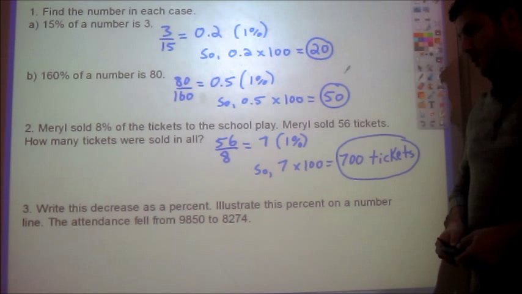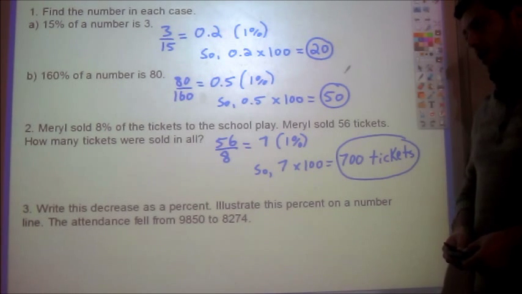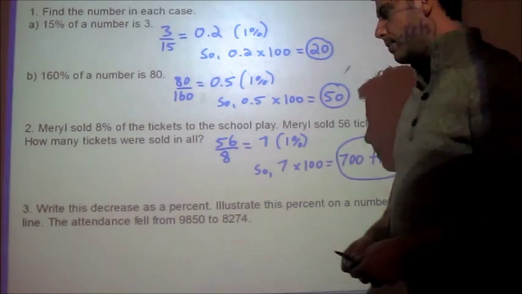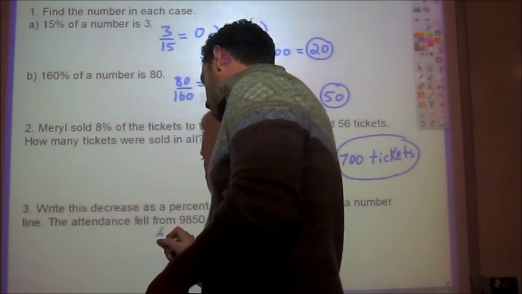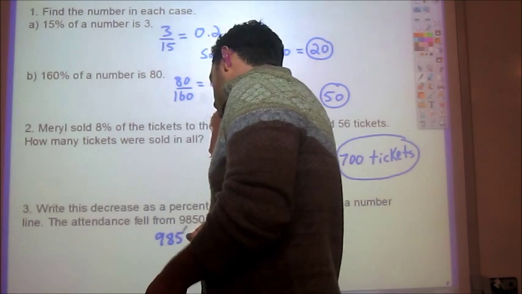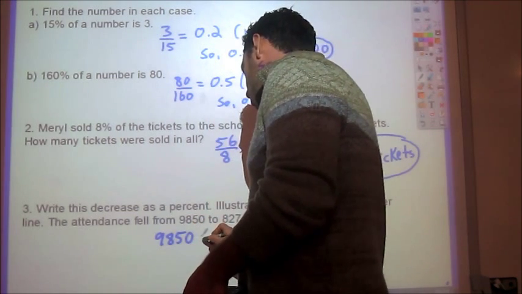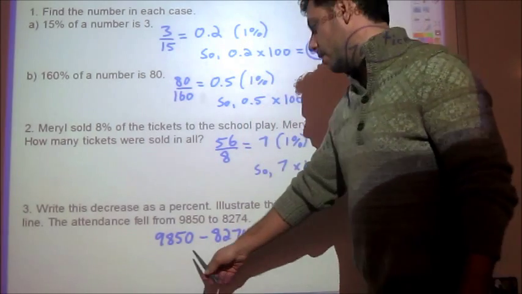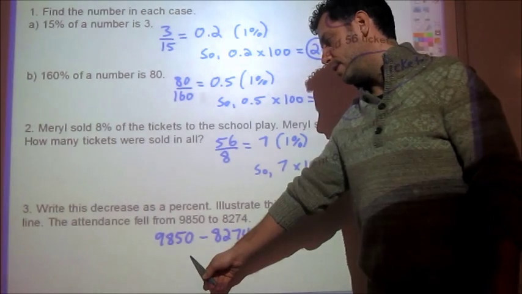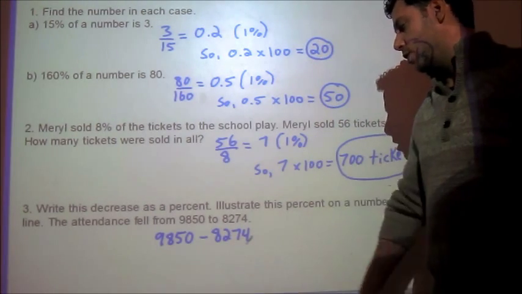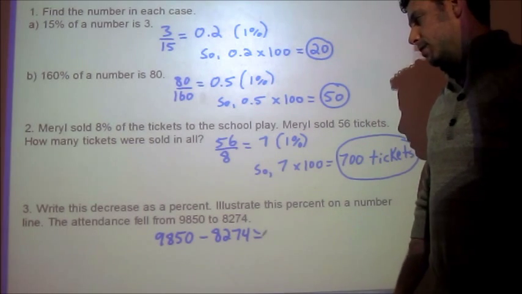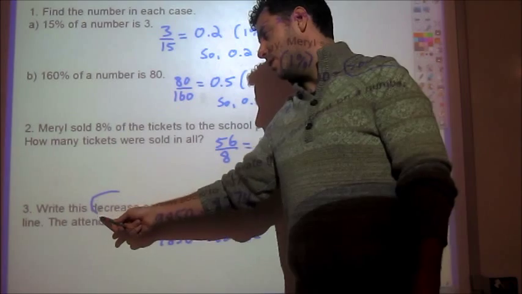And how about the last question? Write this decrease as a percent. Illustrate this percent on a number line. The attendance fell from 9,850 to 8,274. So the attendance changed from this amount to this amount. So it started at 9,850 and it is now 8,274. So let's first find the difference. We're looking for the difference or the decrease.